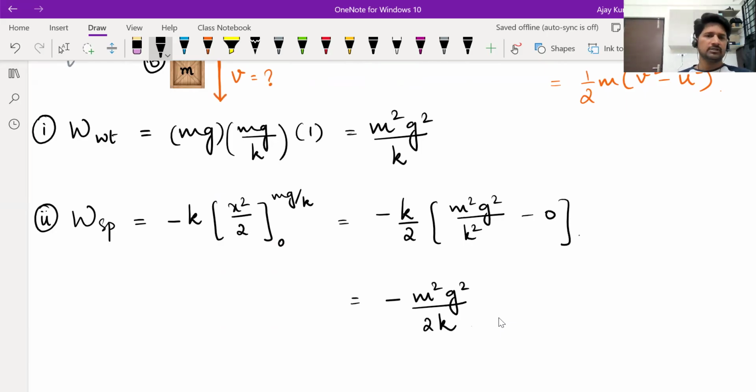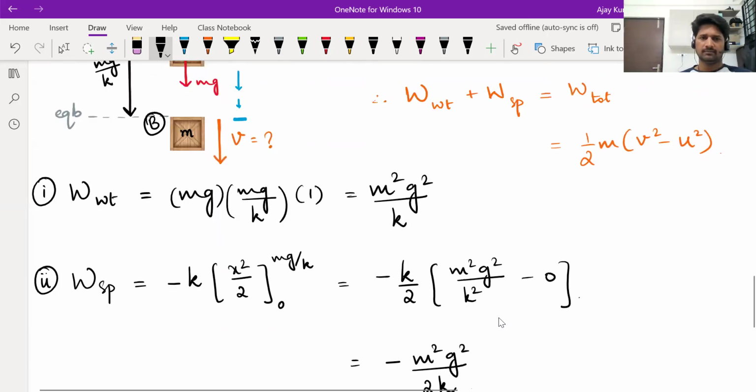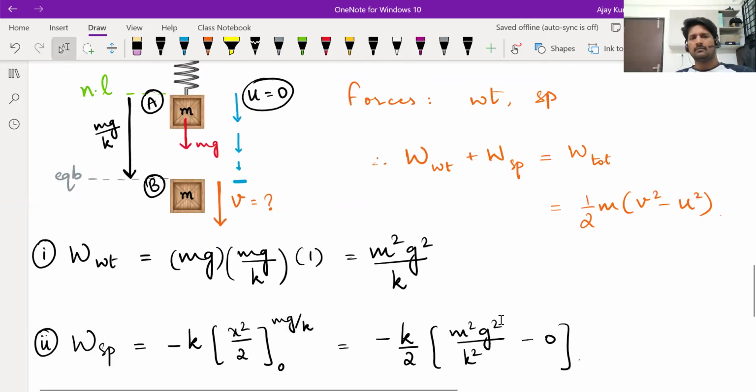Why is the work done by spring force negative? Can any of you justify the minus sign? Why is the work done by the spring force negative? Answer is correct. It has to be negative. Why is it negative?